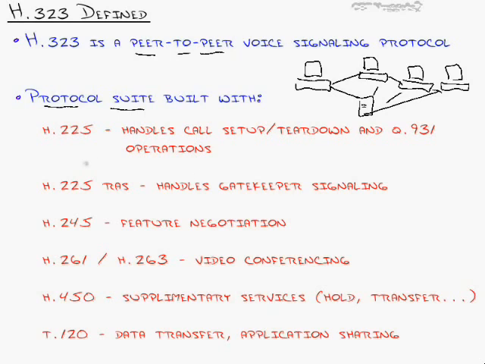Well, these protocols in H323 are the main ones that are useful for setting up the calls. And if you're studying and you're committing some to memory, I'd remember these three. H225 is the piece of H323 that handles the call setup and teardown and Q931 operations. It was actually designed using Q931 standards.